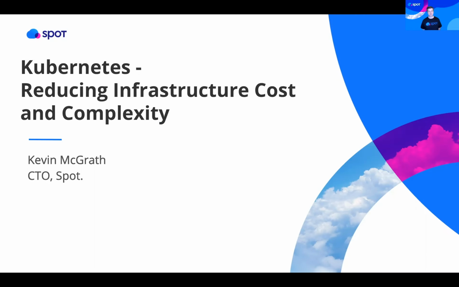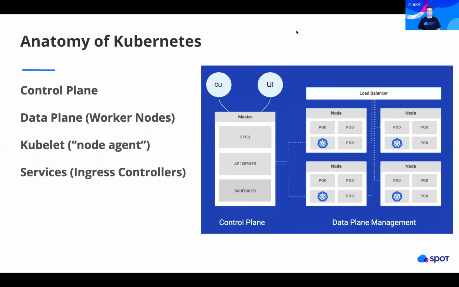I'm the CTO at Spot, and today we're going to be talking about reducing infrastructure cost and complexity with Kubernetes. Specifically, we want to dive into how optimized and efficient we can be running Kubernetes in the cloud. To start off, we're going to talk about the anatomy of Kubernetes, and there's really two components to Kubernetes that we need to be concerned with right now.